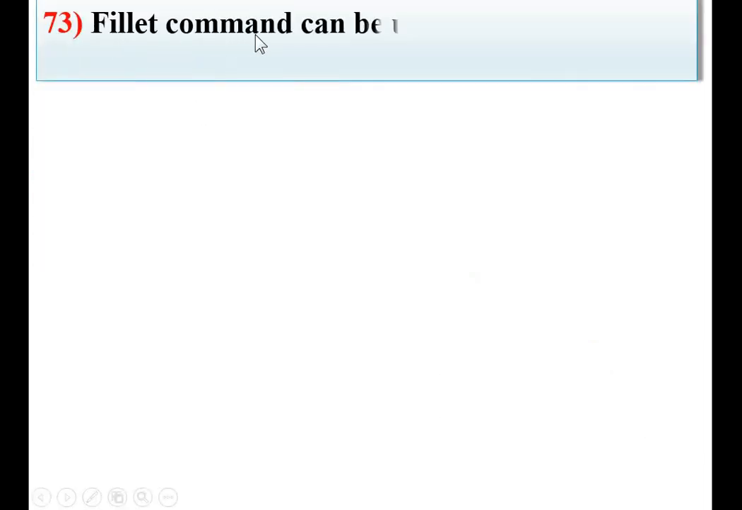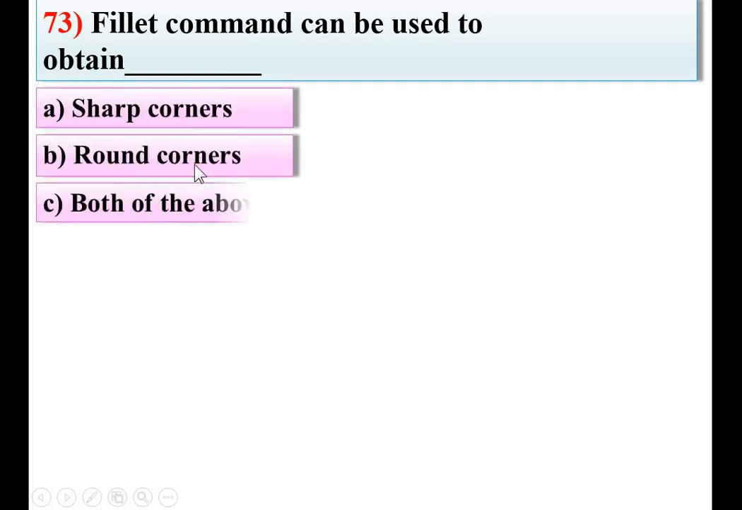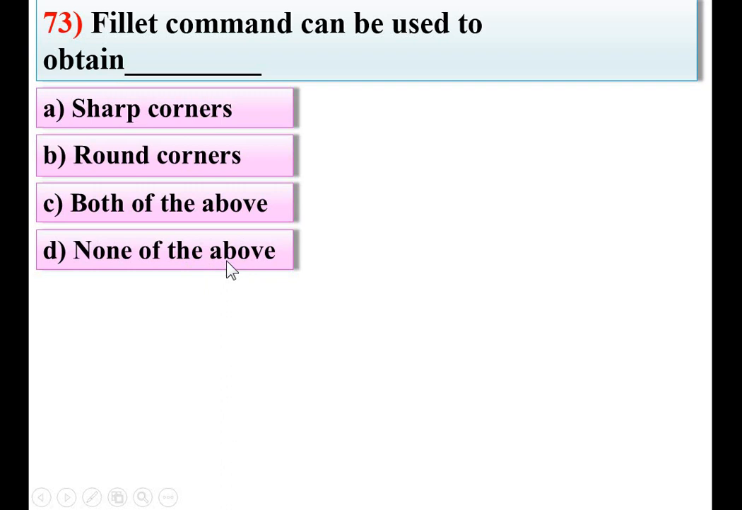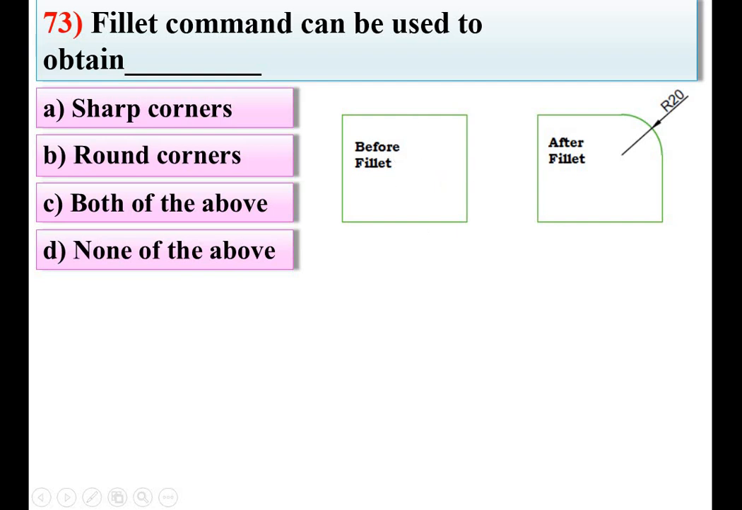Next, the fillet command can be used to obtain: option sharp corners, round corners, both of the above, none of the above. So consider the image for the fillet. Before fillet, the figure is like that, and if I apply the fillet between these two edges, then I will get this round corner, and that depends on the radius. But it doesn't mean it will always give you round corners. I am going to show you one more image. If I want to get round corners between these two lines, then I will get it like that.